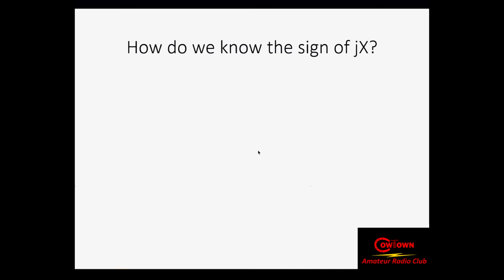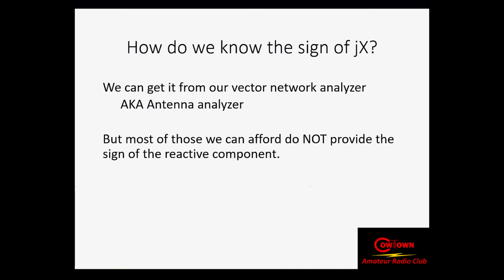Now, here's the nice, interesting part. We really need to know the sign of operator JX. So we can get it from our vector network analyzer, aka our antenna analyzer. But most of those antenna analyzers that'll do it, we can't afford. They're pretty expensive. Now, the RigExpert jobs, which are more or less in our price range, do give us the sign. So that's an important point. But most of the rest of them do not. So how do we get it?